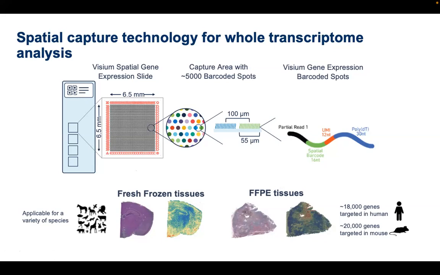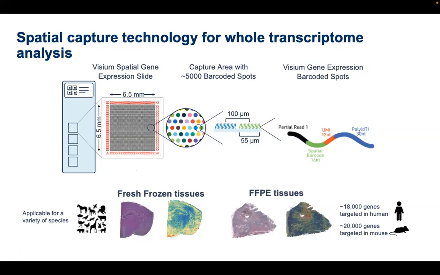And each contain about 5,000 barcoded spots. Each spot has a diameter of 55 microns, so that's the resolution of the slide. In terms of any technology out there for spatial transcriptomics that allows you to take a picture of that section and move forward with library construction, this is the highest resolution that you can achieve right now.